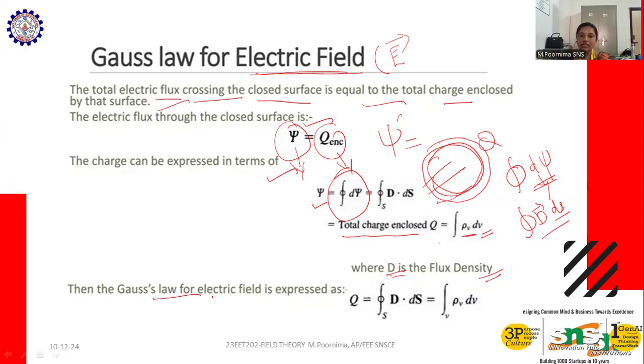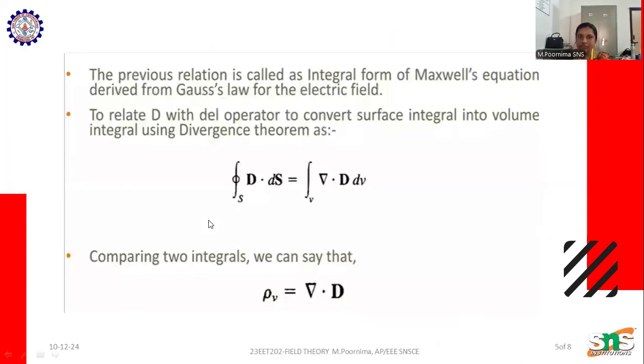Then Gauss law for an electric field is expressed as: the total charge Q equals the total flux, which is the flux density D integrated over the closed surface with respect to the surface. This can also be written with respect to volume, as the integral of rho v into dV over the closed volume. Okay, this is Gauss law for electric field.